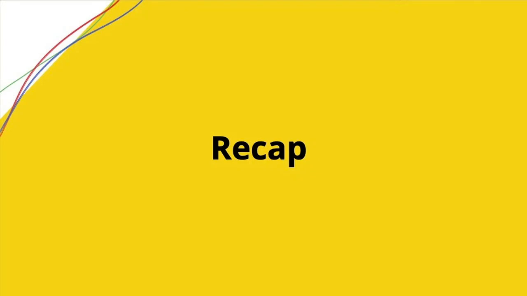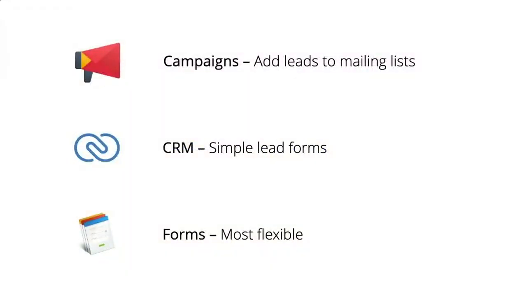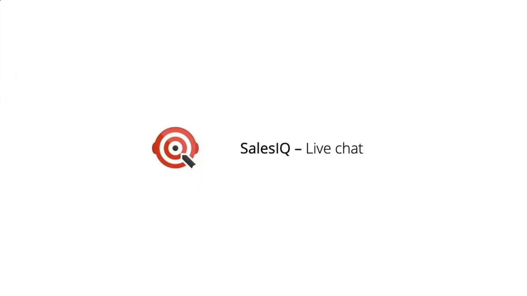All right, so I'm going to do the short little recap, and then we'll try and get to some more of those questions. So there are 3 types of forms you can build. Zoho Campaigns, that's just if you want to add someone to a mailing list. Zoho CRM, that's for simple lead forms, adding people into the CRM. And then we have Zoho Forms, which is going to be your most flexible option with the most amount of control. There's a live chat tool included in Zoho One. It's called Zoho SalesIQ. It allows you to add people into your CRM, record the history of their visits, and then also just see when they come back onto your website the next time.